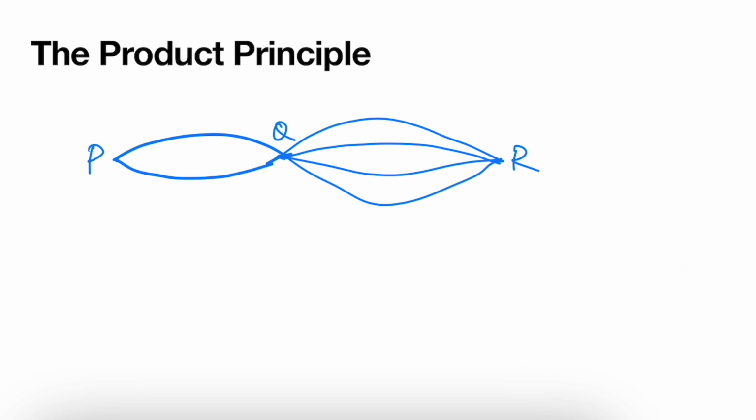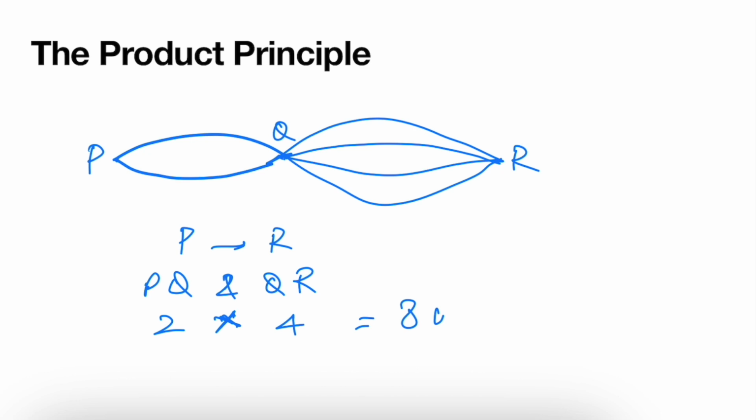Okay, so we have to reach from P to R. Tell me the number of ways to reach from P to R. So to reach from P to R, we need to go from P to Q and Q to R. Remember, whenever there is 'and', it is a multiplication sign. So you have 2 ways of reaching from P to Q, and since it is 'and', you multiply, there are 4 ways of reaching from Q to R. So totally there are 8 ways to reach from P to R.